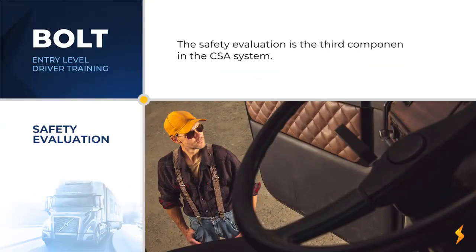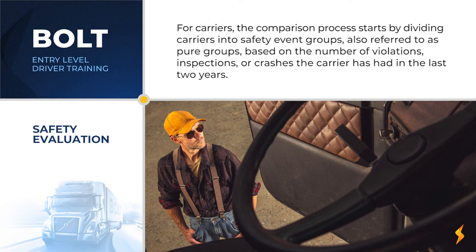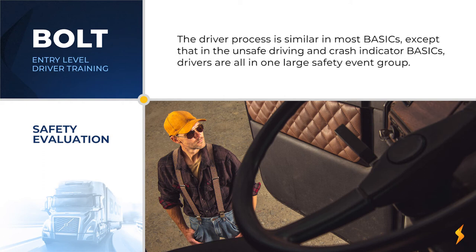The safety evaluation is the third component in the CSA system. For carriers, the comparison process starts by dividing carriers into safety event groups, also referred to as peer groups, based on the number of violations, inspections, or crashes the carrier has had in the last 2 years. The driver process is similar in most basics, except that in the unsafe driving and crash indicator basics, drivers are all in one large safety event group.